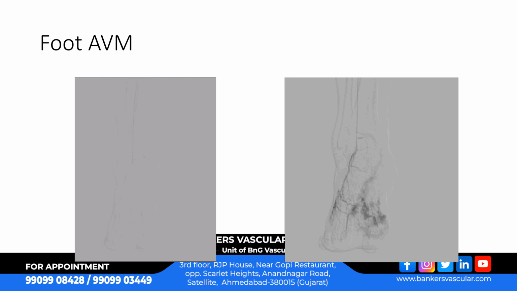So now let's have a practical look. This is a patient with a high flow vascular malformation of the foot. And when I did the angiography, you see the multiple high velocity flows over here. And it seems like there are multiple nidus over here.